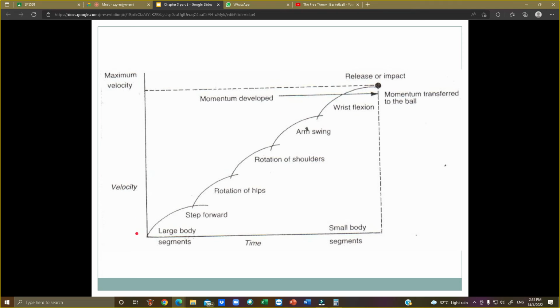Contoh macam inilah dia bagi. So large body, step forward, and then rotation hip. Every single movement here produces velocity. When you increase the velocity, you are going to increase the momentum. Okay, M equals mv. Increase momentum, increase velocity. Increase velocity, increase momentum. When you increase momentum, automatically the impulse is going to increase.